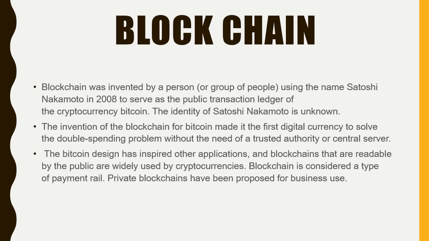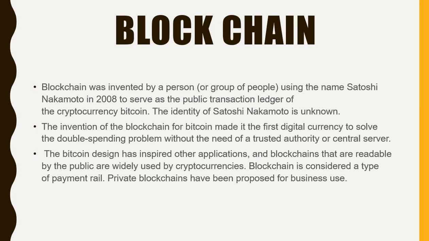So let's study the history of blockchain. Blockchain was invented by a person, or you can say a group of people, using the name Satoshi Nakamoto in 2008 to serve as a public transaction ledger of the cryptocurrency Bitcoin. The identity of Satoshi Nakamoto is still unknown.